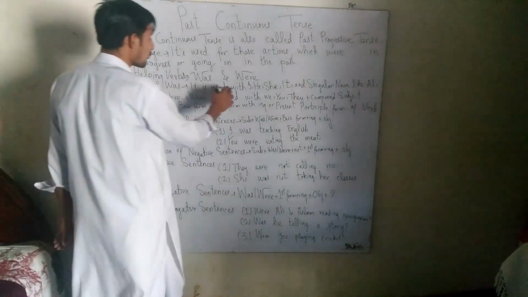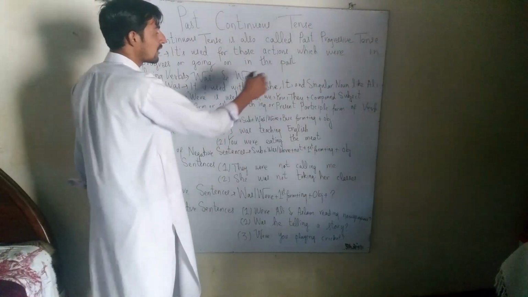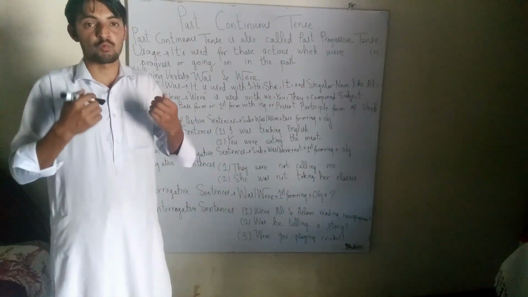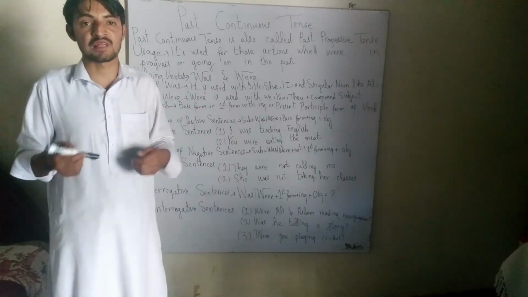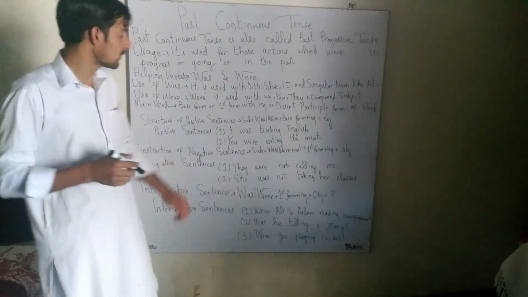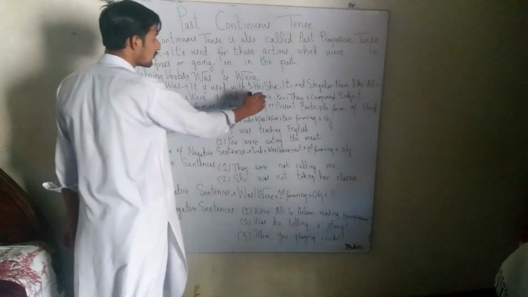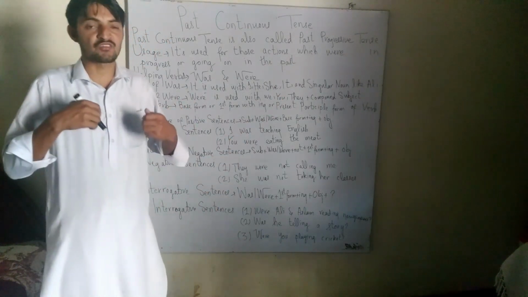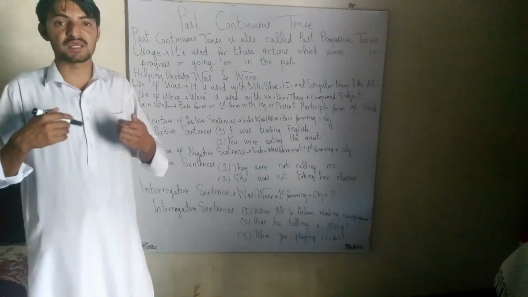Use of was. It is used with I, he, she, it, and singular noun like Ali. So we use the helping verb or the auxiliary verb was with all third person pronouns like he, she, it, and singular noun. Use of were. Were is used with we, you, they, and compound subject. So we use the helping verb or the auxiliary verb were with we, you, they, and compound subject.